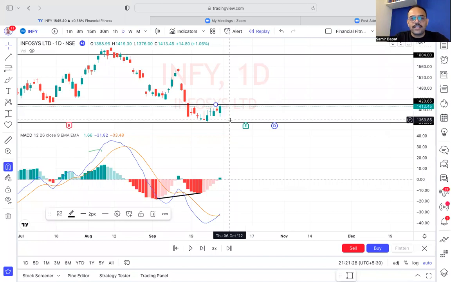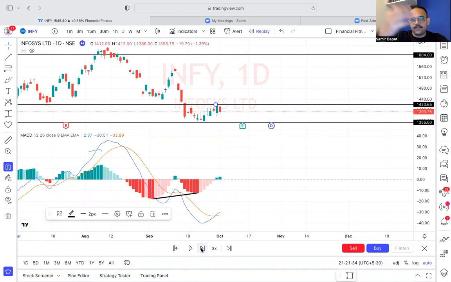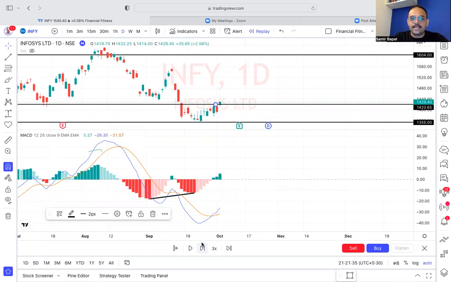Tomorrow you will take the new entry. This is our stop, that will not change. And next day we have no entry. Next day we have entry on 4th of October, and this is our target. So 1420 minus 1355, how much it will be?